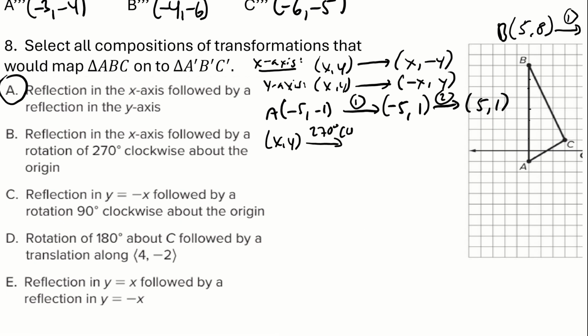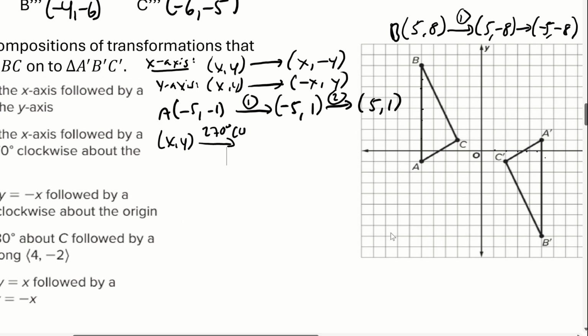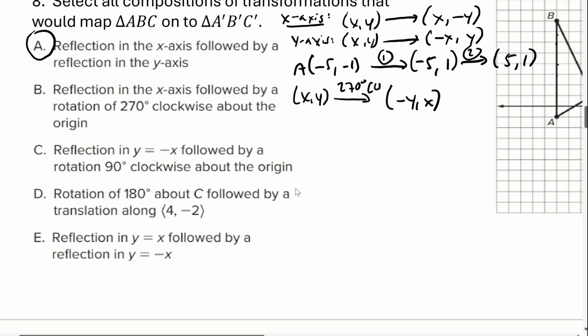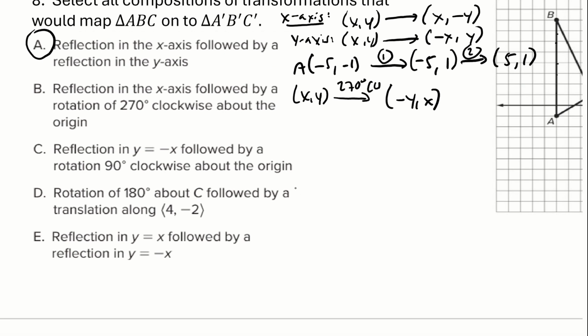270 clockwise. So 270 clockwise is 1, 2, 3. So the rule is going to be (x, y) goes to (-y, x). All right, so then if I apply the rule to A, which is (-5, -1), first I'm going to do the reflection in the x. So I'm going to put a negative on the y, which is already negative, so now it turns +1.